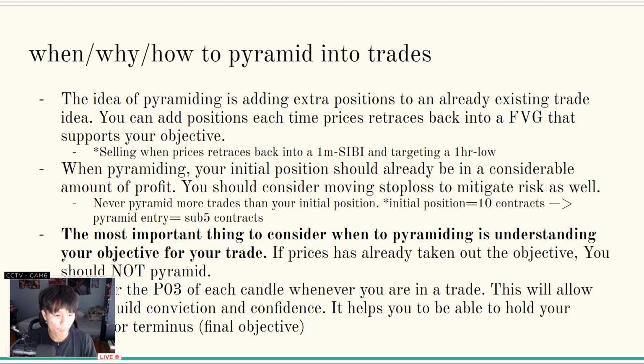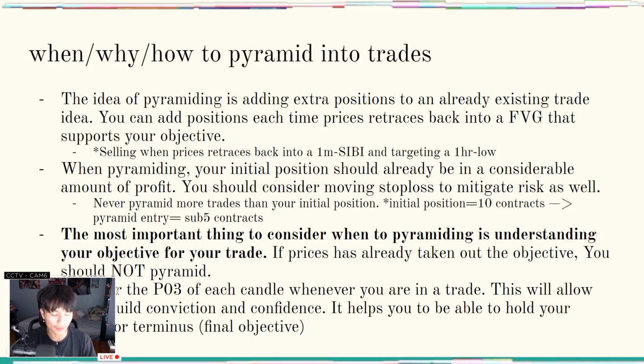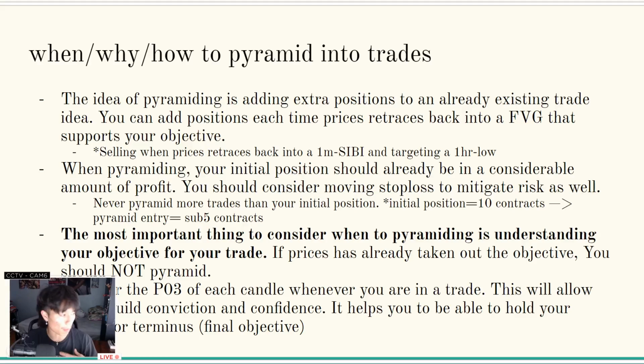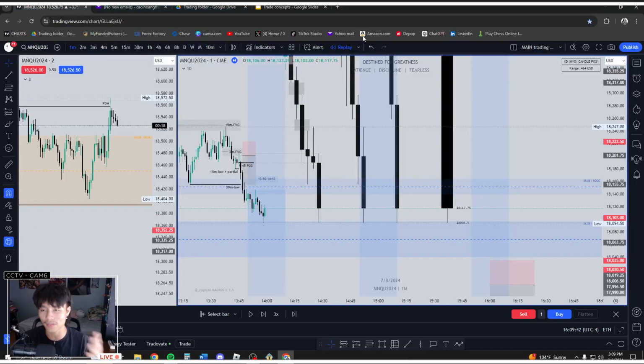And this last little point is a part of how I trade. Power of 3 allows me to understand when I should pyramid and when I should continue to hold the trade. So consider the power of 3 of each candle whenever you are in a trade. This will allow you to build conviction and confidence, and it helps you hold your trades for terminus. Terminus is basically your final objective, your final target. So let's dive into the charts.